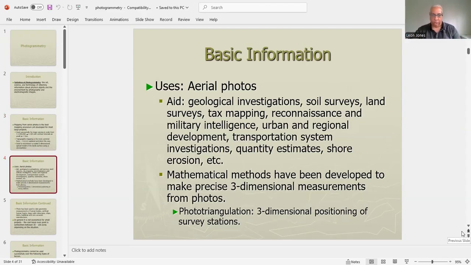It also uses aerial photos to aid geological investigations, soil surveys, land surveys, tax mapping, reconnaissance, military intelligence, urban and regional development, transportation system investigations, quantity estimates, and shore erosion. Mathematical methods have also been developed to make precise three-dimensional measurements from photos, known as photo triangulation, for three-dimensional positioning of survey stations.